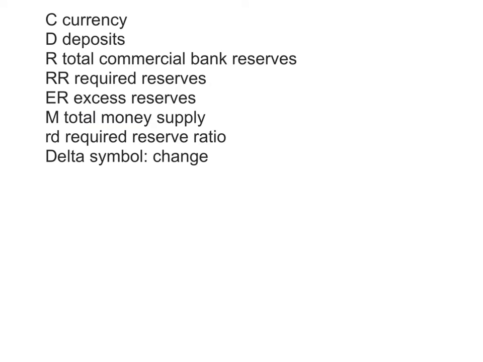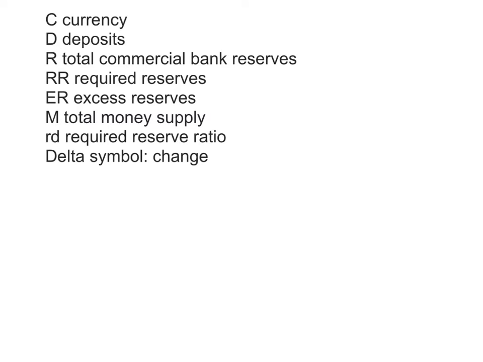ER is reserves that the banks collectively hold over and above the level of required reserves. ER is important, by the way, because the bigger ER is, the less money multiplication occurs. M is the total money supply, which is equal to C plus D. The only kind of money in this little model is currency that we all hold plus check accounts that we all hold, C plus D.